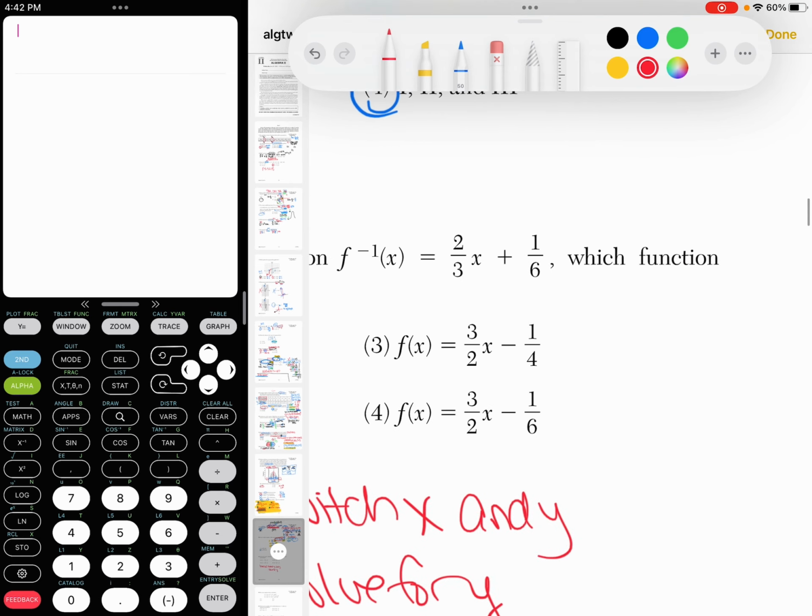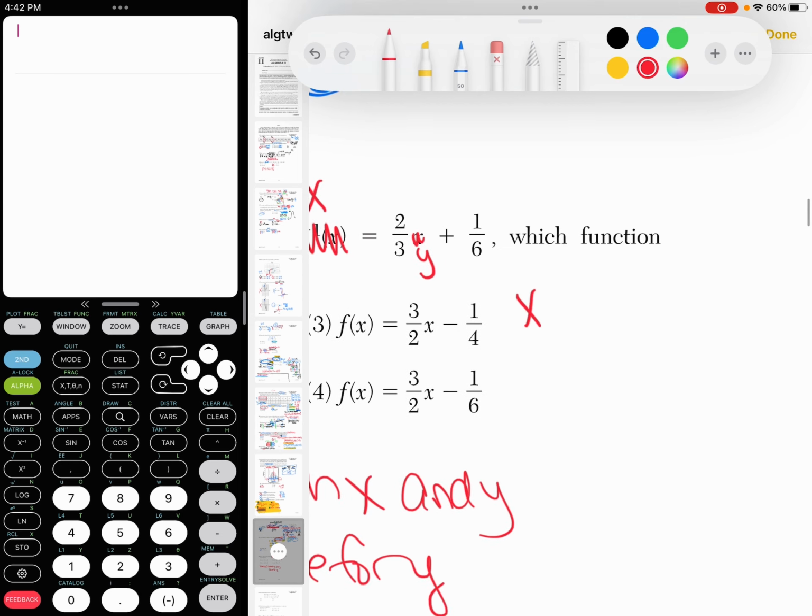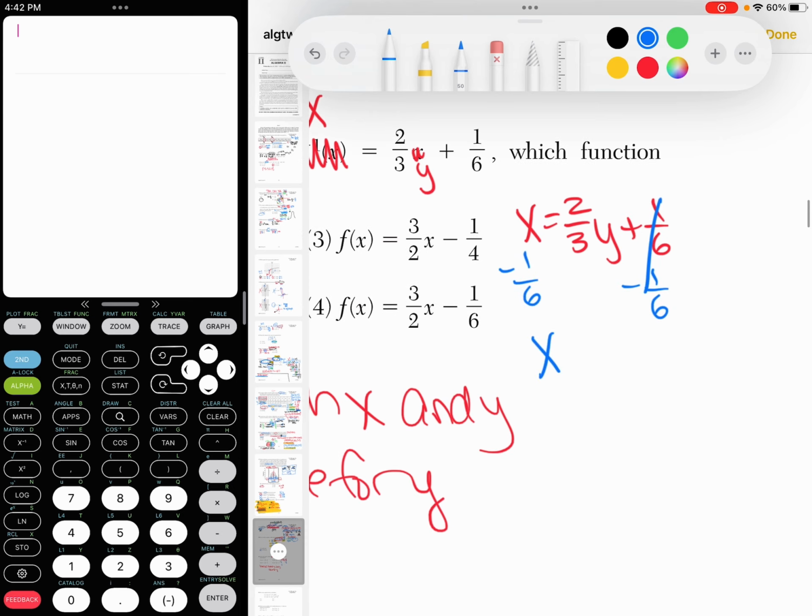So in the inverse, I'm going to switch x and y. Remember, f of x just means y, so I'm going to make that an x. I'm going to make that a y. So I'm just going to rewrite it over here. It's x equals 2 over 3y plus 1 over 6. Now my second step is to solve for y. So I'm going to subtract the 1/6. So I get x minus 1/6. I can't combine them. They're not like terms.